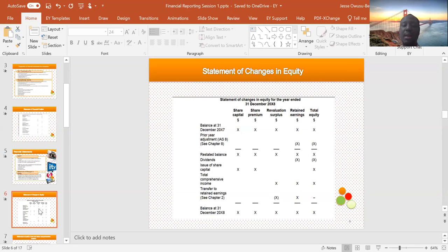So first of all, you start with your balance. This one, we are preparing it for the year ended 31st December 2008. So we are going to look into the balance as at 31st December 2007, and put it there. If there are any prior year adjustments, we also include it. Then we talk about dividends, we talk about issue of share capital, and we talk about any impact on retained earnings. So if there are any transfers to retained earnings, we include that. So this is basically how a statement of changes in equity looks like. And like I said, we'll solve the question so that it becomes a lot easier and relatable for you to understand.